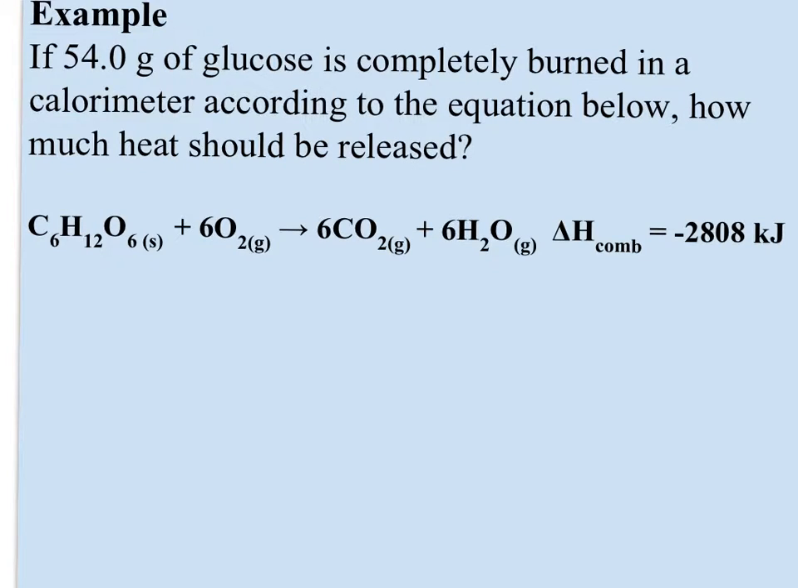If 54 grams of glucose is completely burned in a calorimeter according to the equation below, how much heat should be released? Now, first of all, I know it's heat being released because delta H is given as a negative value. It just says kilojoules. It doesn't say kilojoules per mole. That's because there's not 1 mole of every reactant and product used here. But in the case of glucose, it is just 1 mole. So the equation is actually much simpler than it looks.